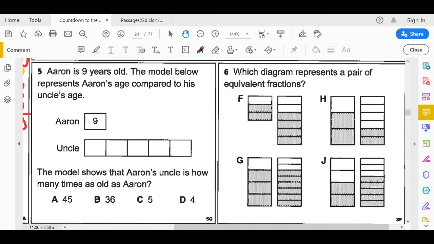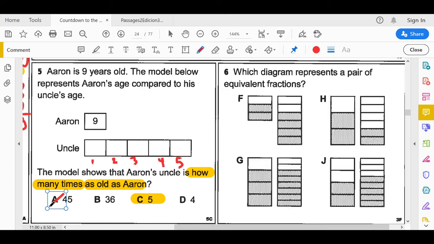And we can see that for the uncle we have 1, 2, 3, 4, and 5 boxes. You can see it there, 1, 2, 3, 4, 5. The model shows that Aaron's uncle is how many times as old as Aaron? How many times? Again, remember that each of the boxes represents 1 time. So 1, 2, 3, 4, and 5. The answer is easy here. How many times is the uncle as old as Aaron? That is 5 times.